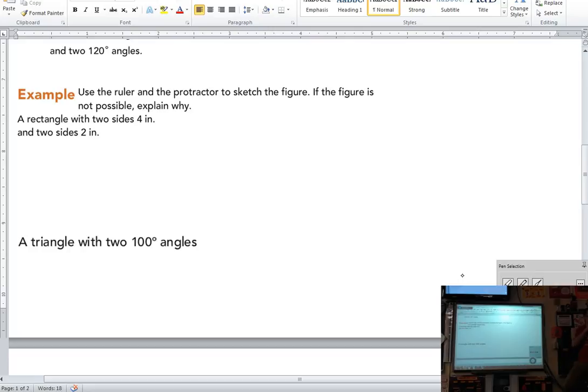So try to sketch this figure. A rectangle with 2 4-inch sides, 2 2-inch sides. So first think to yourself, is it possible? So when I think about what makes a rectangle, Michaela, can I make a rectangle that has 2 sides of 4 inches and 2 sides of 2 inches? Yeah, because it doesn't tell me anything about the angles. And I know in rectangles, I have to have opposite sides that are the same.